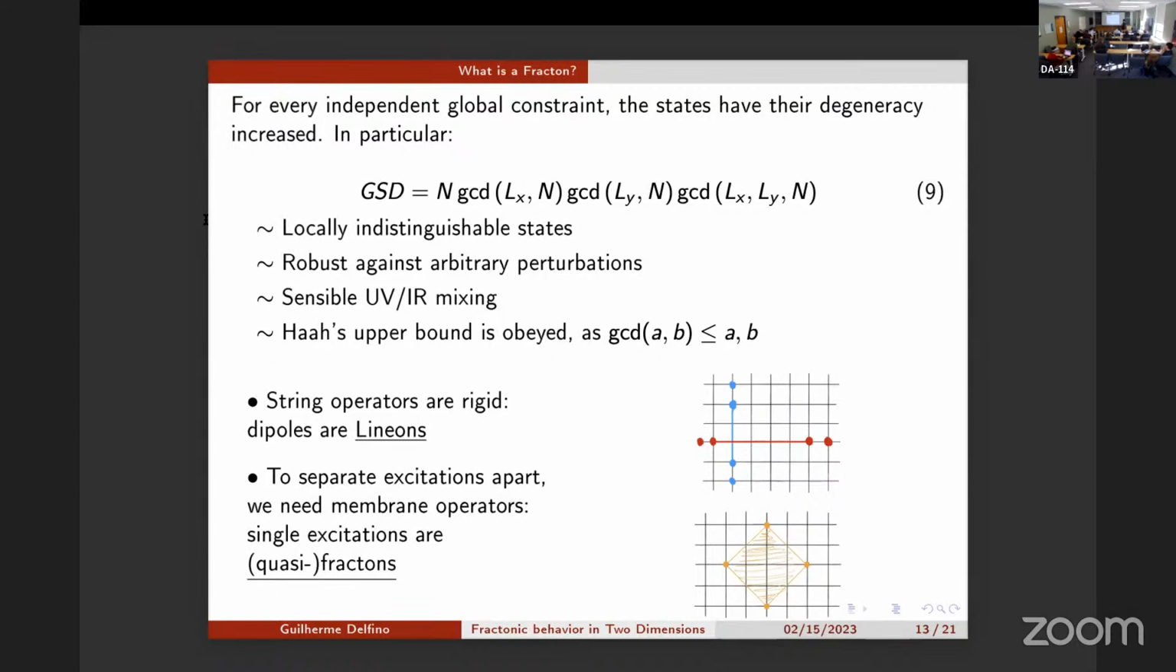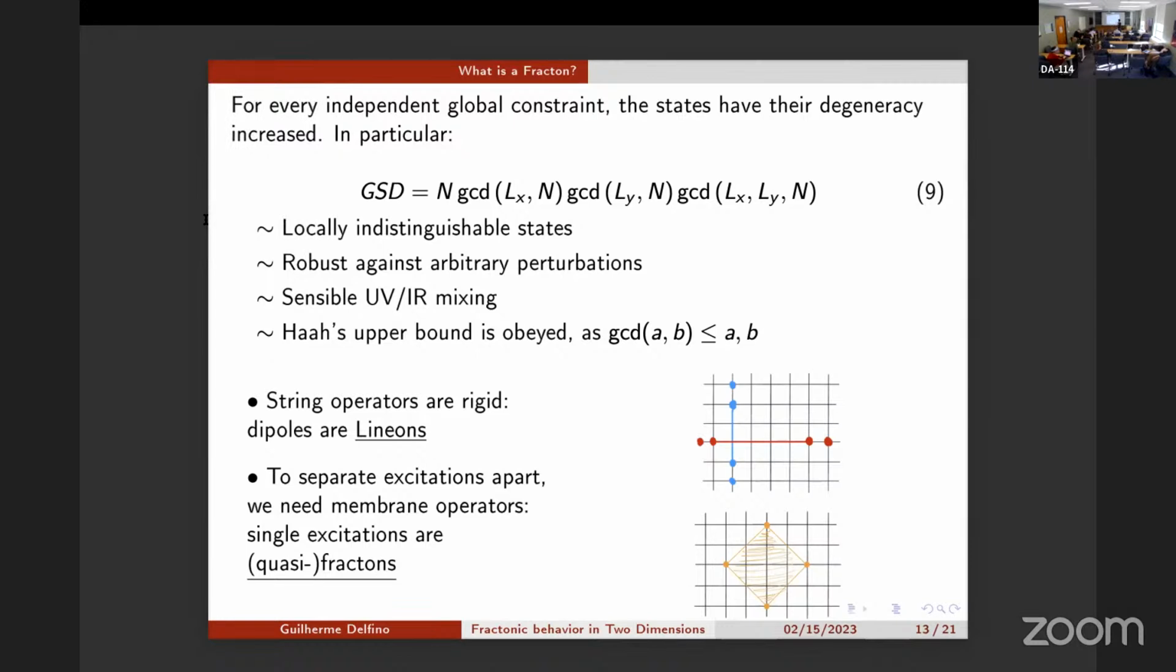Okay, what else survives our naive projection? The cool thing is that the lineons and the fractons, to some extent, also survive the projection. You can show that if you want to study string operators in your system, because of this dipole conservation, they have to be rigid. So if you consider this string, this is an excited state, you create one dipole configuration, and you can stretch your string, but you cannot bend it. If you try to bend it, you create more and more excitations out of the vacuum, which is, again, some resemblance to the three-dimensional fractal system.